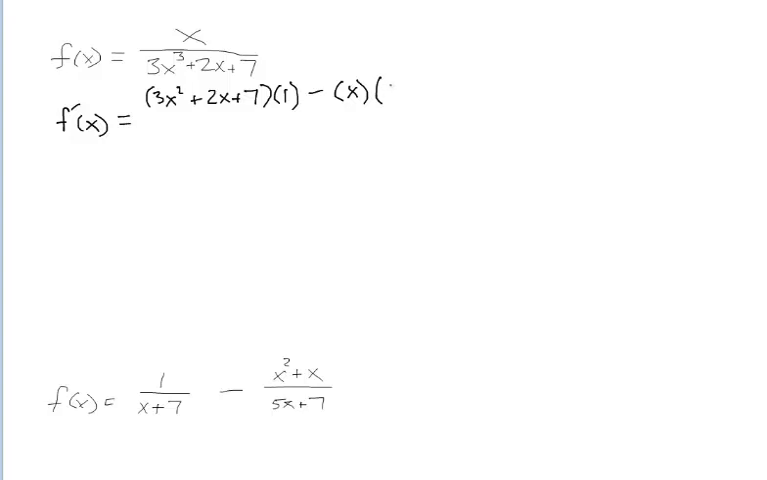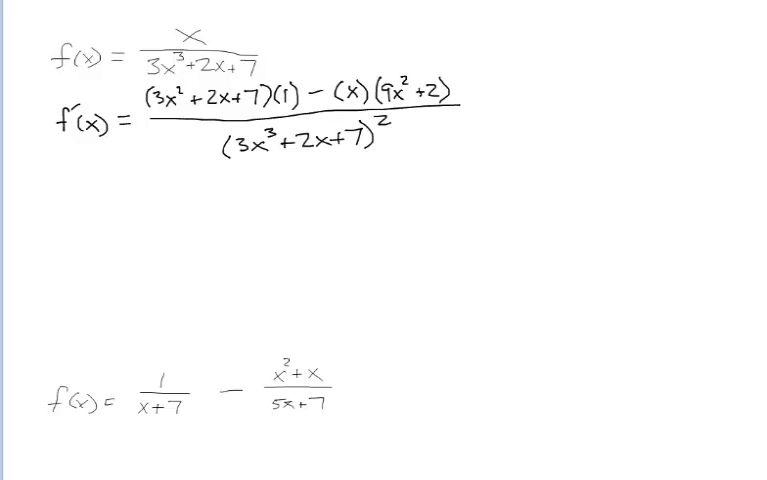So we have 9x squared plus 2, all divided by the denominator squared, or g(x) squared.